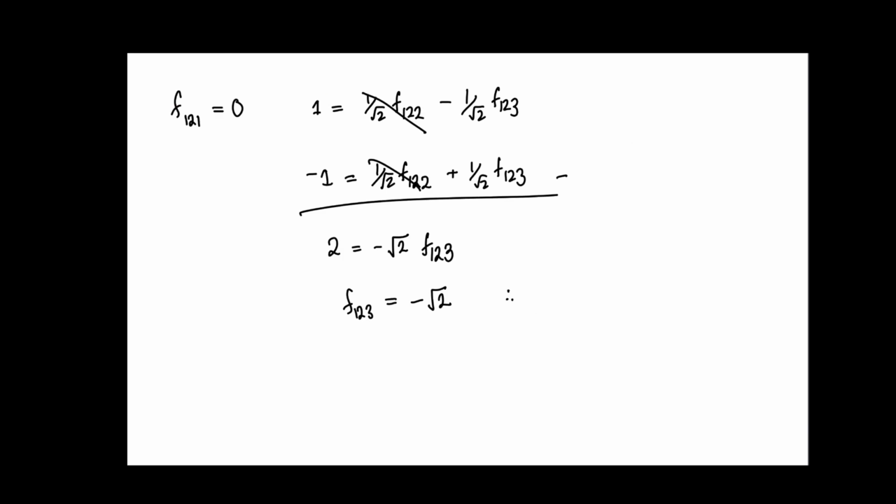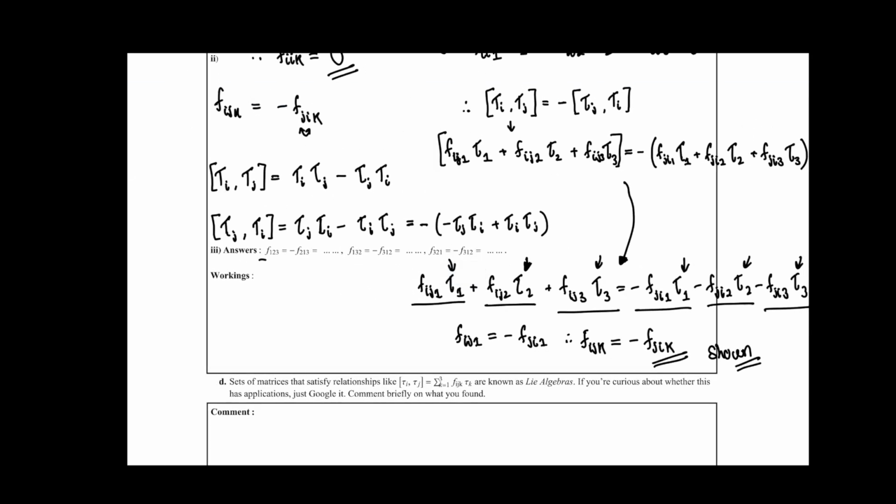Using this, we can say therefore f213 should be equal to root 2. And that's from our proof that we made earlier that fijk is equal to negative fjik. So that would be f123 and f213.